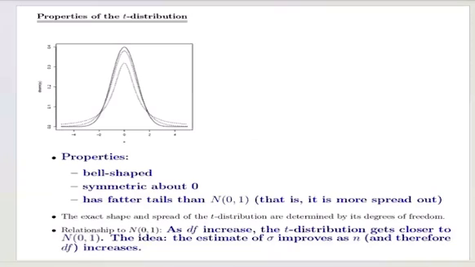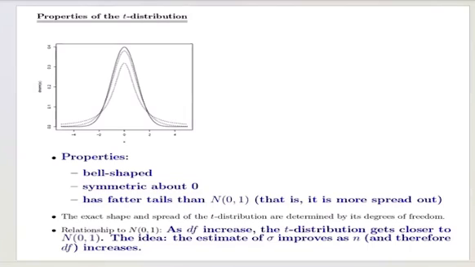Now, this is the shape of a T distribution. It's looking like a normal, but I'm going to tell you the difference between the T distribution and the normal. The similarity it has with the normal is that it's bell-shaped and symmetric, but it has a fatter tail. The fatter tail means it's more spread out.